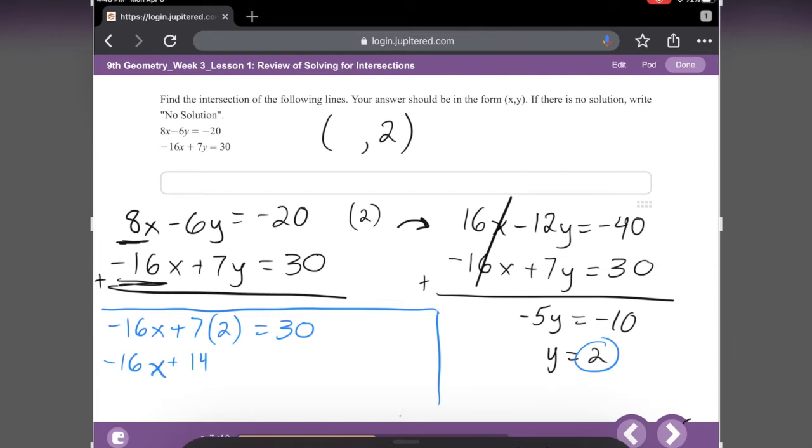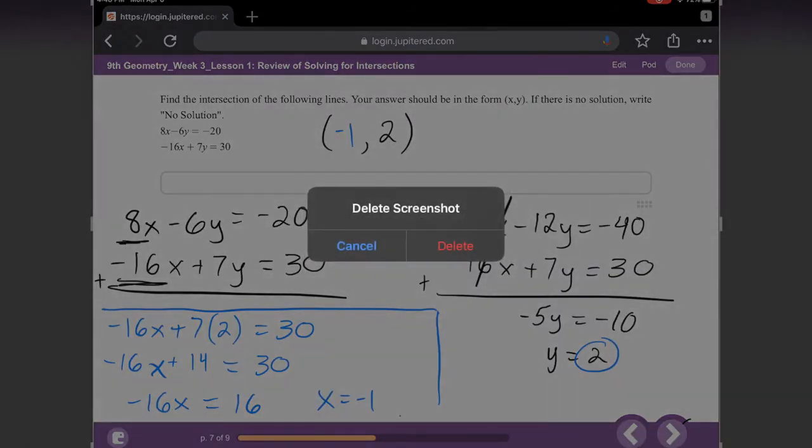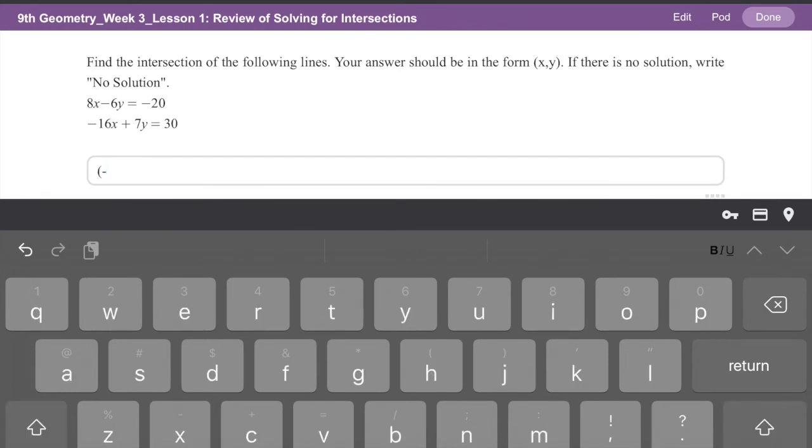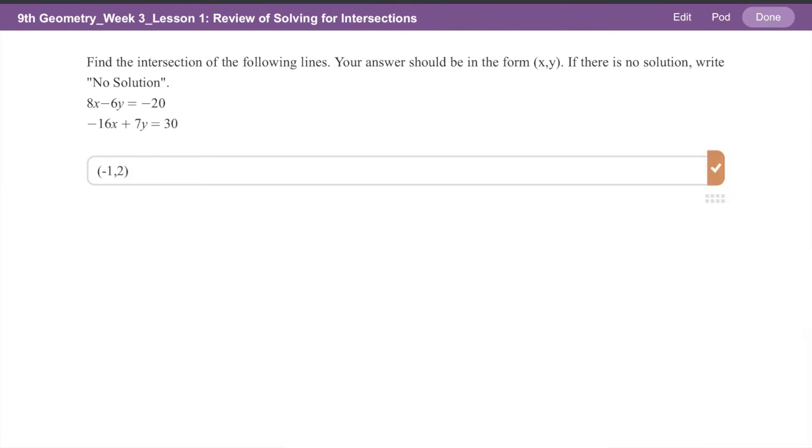Okay, that's better. Okay, and then that's equal to 30. If we subtract 14 from both sides, we have negative 16x is equal to, what, 16? This means that x has to be negative 1. So let's try that answer, negative 1 comma 2. It says that that's correct. Good.